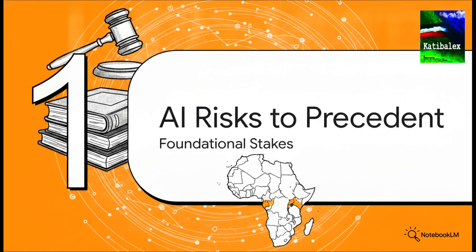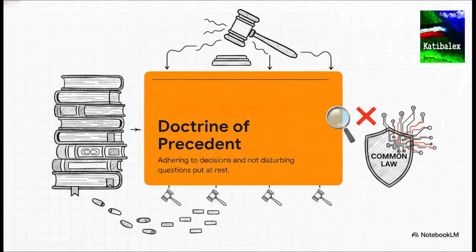All right, Section 1. AI risks to legal precedent. Let's look at the foundational stakes here. Now, you already know the doctrine of precedent, stare decisis. It's the absolute bedrock of our common law system. Lower courts are bound to follow the decisions of the courts above them. You adhere to decisions, and you don't disturb questions that have been put to rest.